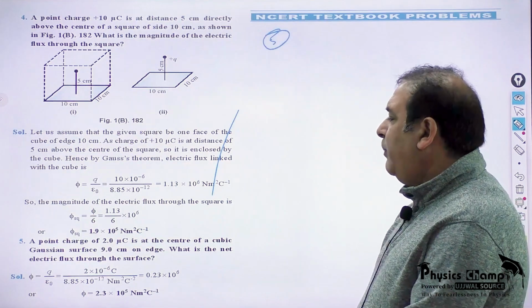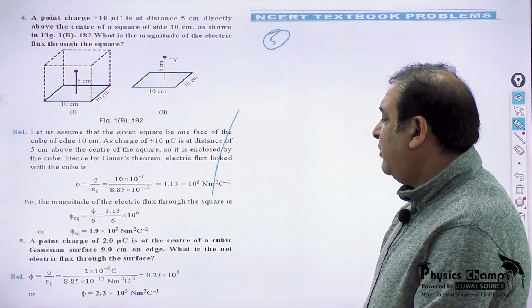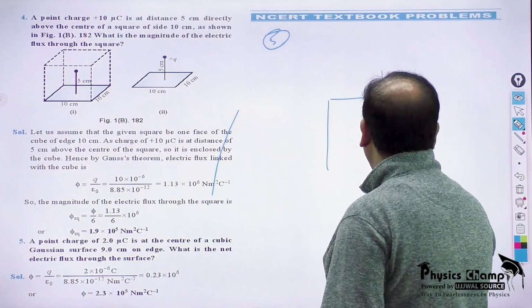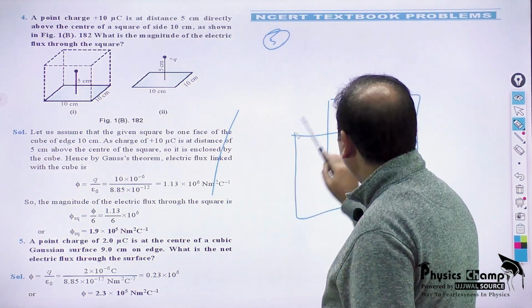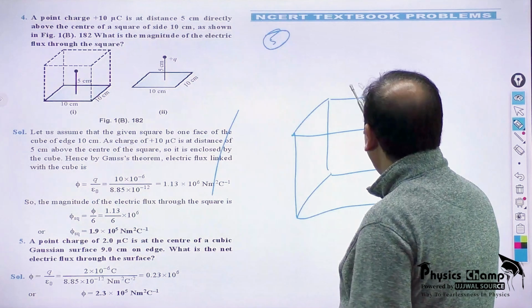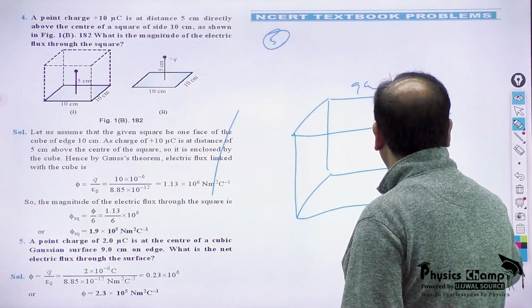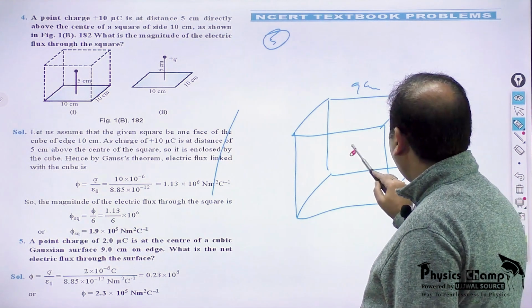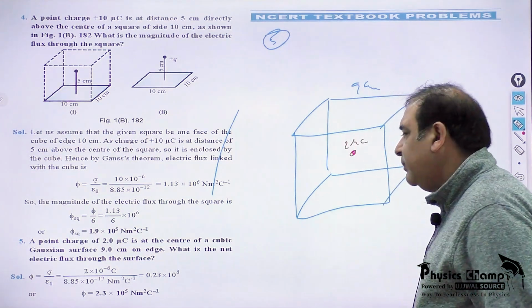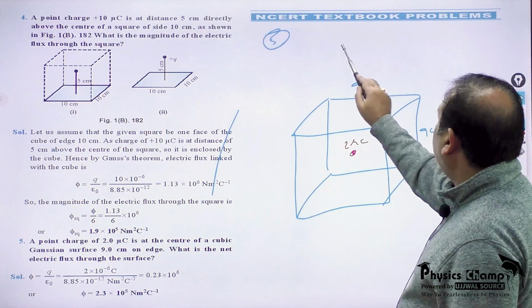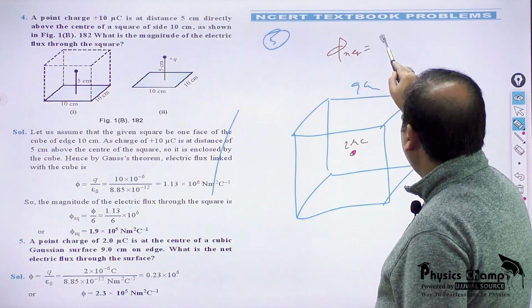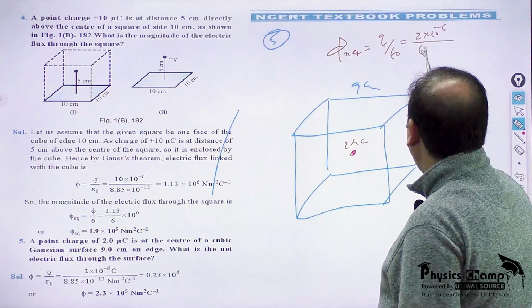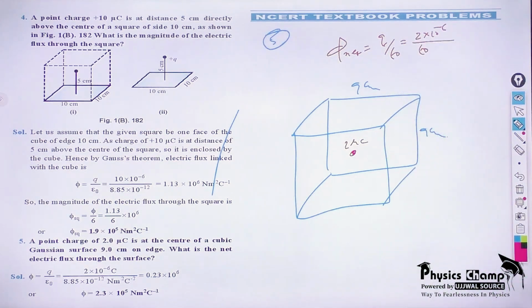Question number 5. A point charge of 2 microcoulomb at the center of a cubical Gaussian surface 9 centimeter on edge. You have a Gaussian surface which is a cube of 9 centimeter each, and a point charge of 2 microcoulomb is placed at center. What is the net flux? So you want net flux. It is simple, Q by epsilon naught. So 2 into 10 to the power minus 6 by epsilon naught. It will give you the net flux through it.